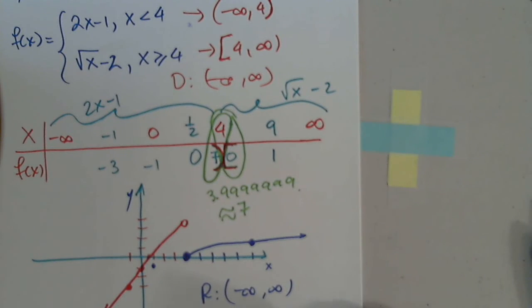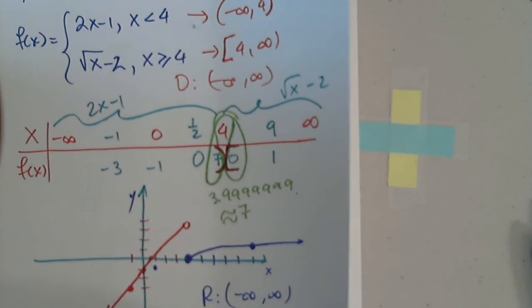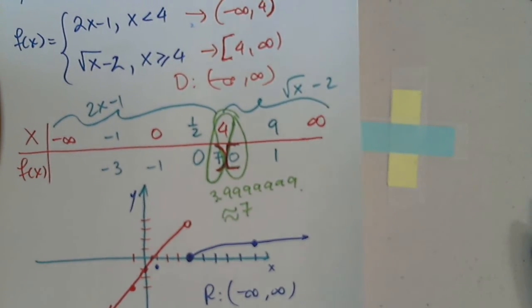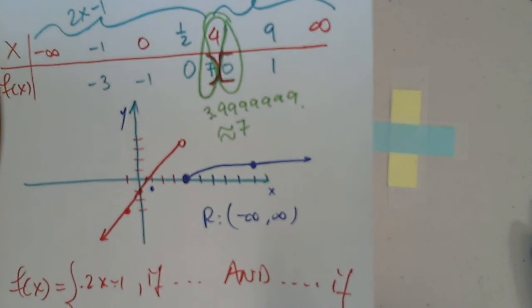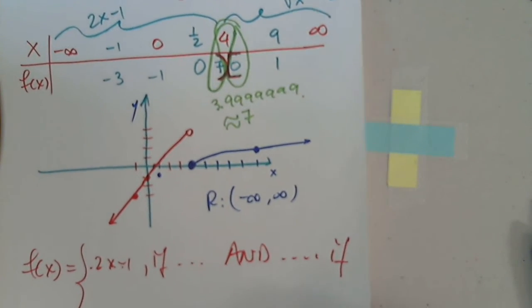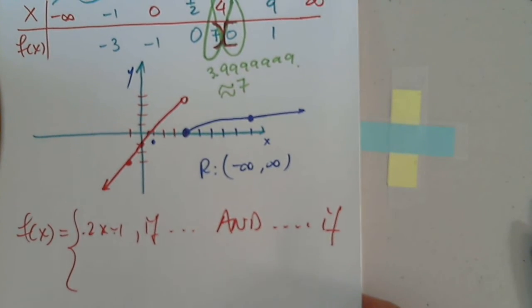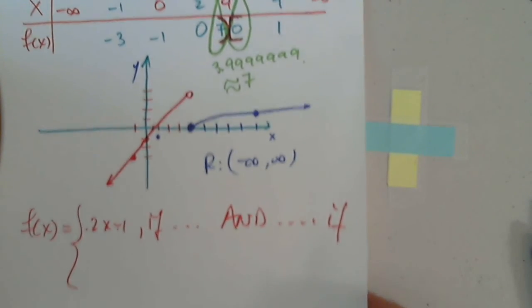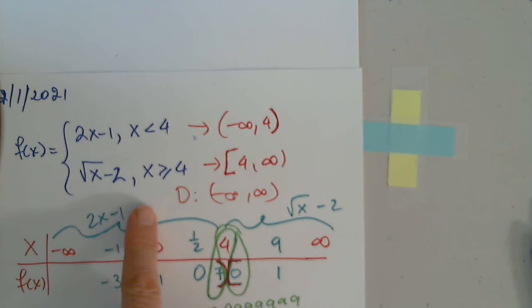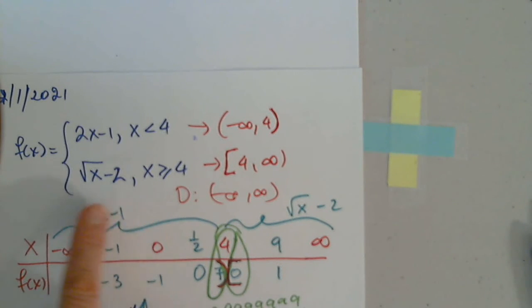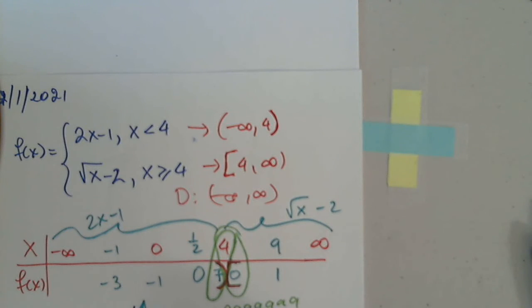I have a question. Yes? Can you show again how to write down if it says if x is greater than 4 and square root x minus 2? It's right there. It's this one. It's the piecewise defined function. Maybe I misunderstood the question. No, I got it. Okay.